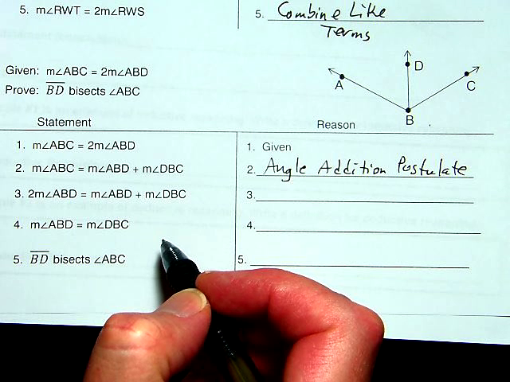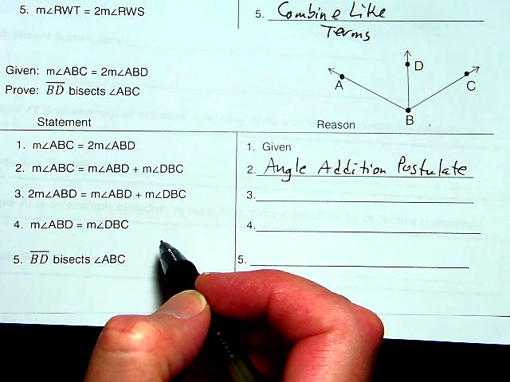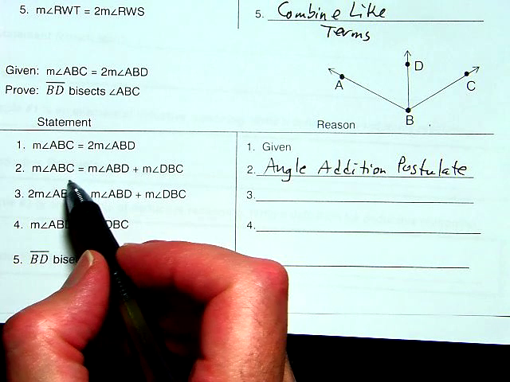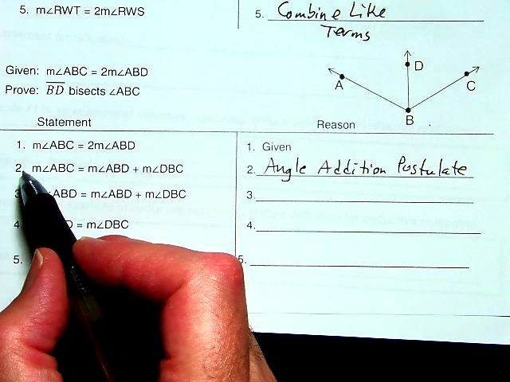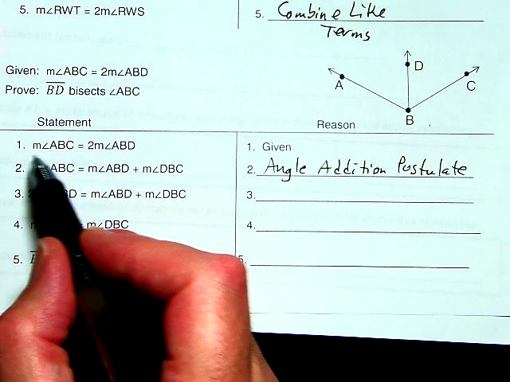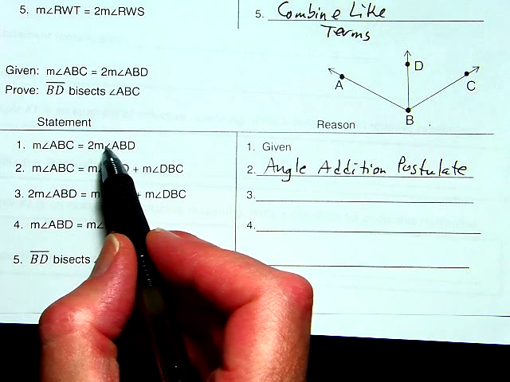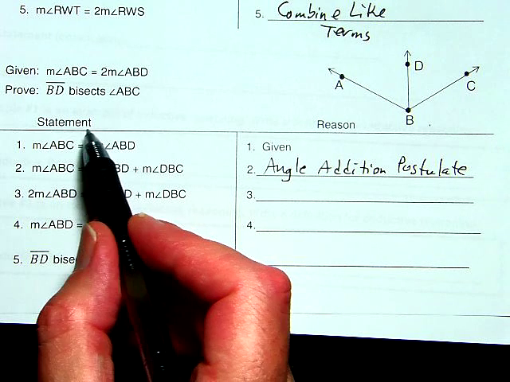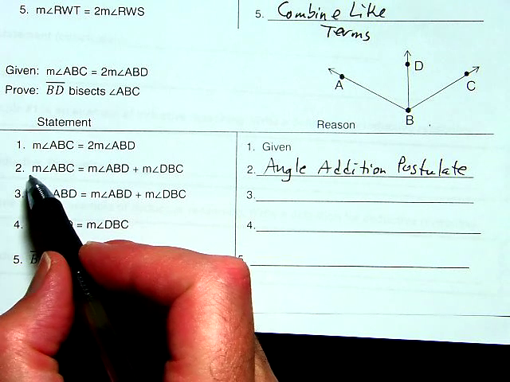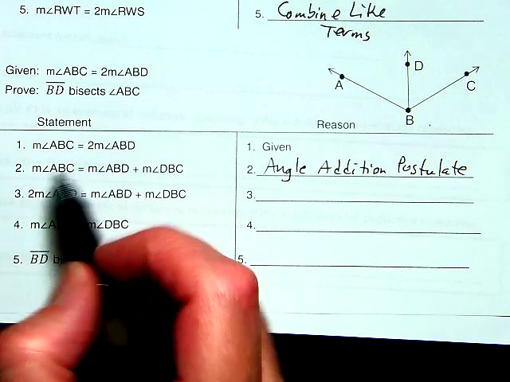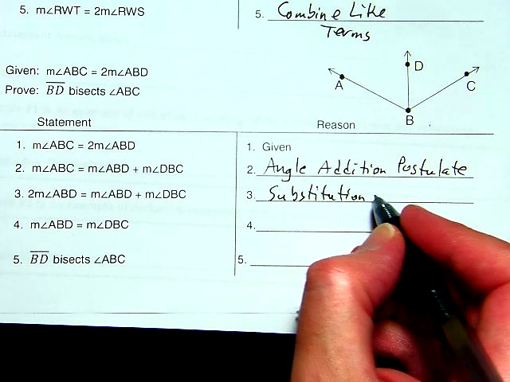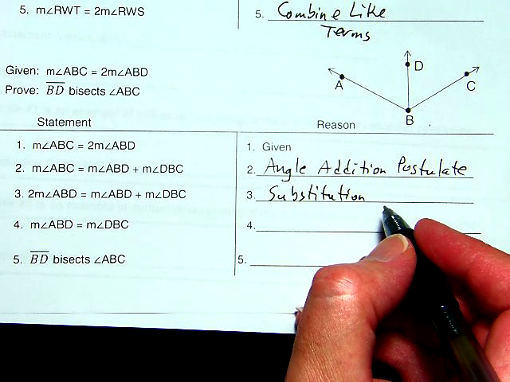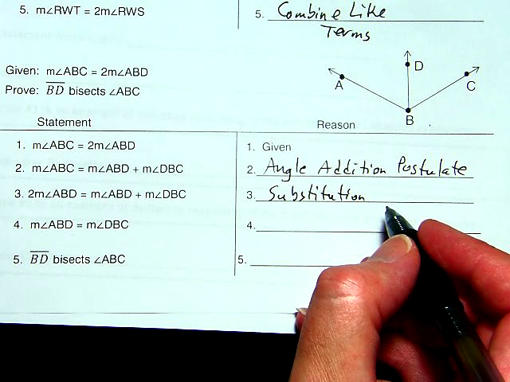We could also use substitution. Very often when you can use transitivity, you can also use substitution. So we can say equally validly that because we have the measure of angle ABC on the left side of the statement, and we know that the measure of angle ABC is equal to 2 times the measure of ABD, we can simply substitute 2 times the measure of angle ABD in for the measure of angle ABC. So let's call this substitution. But you would be completely correct if you decided to call it transitivity. Either one, in this case, are fairly equivalent.